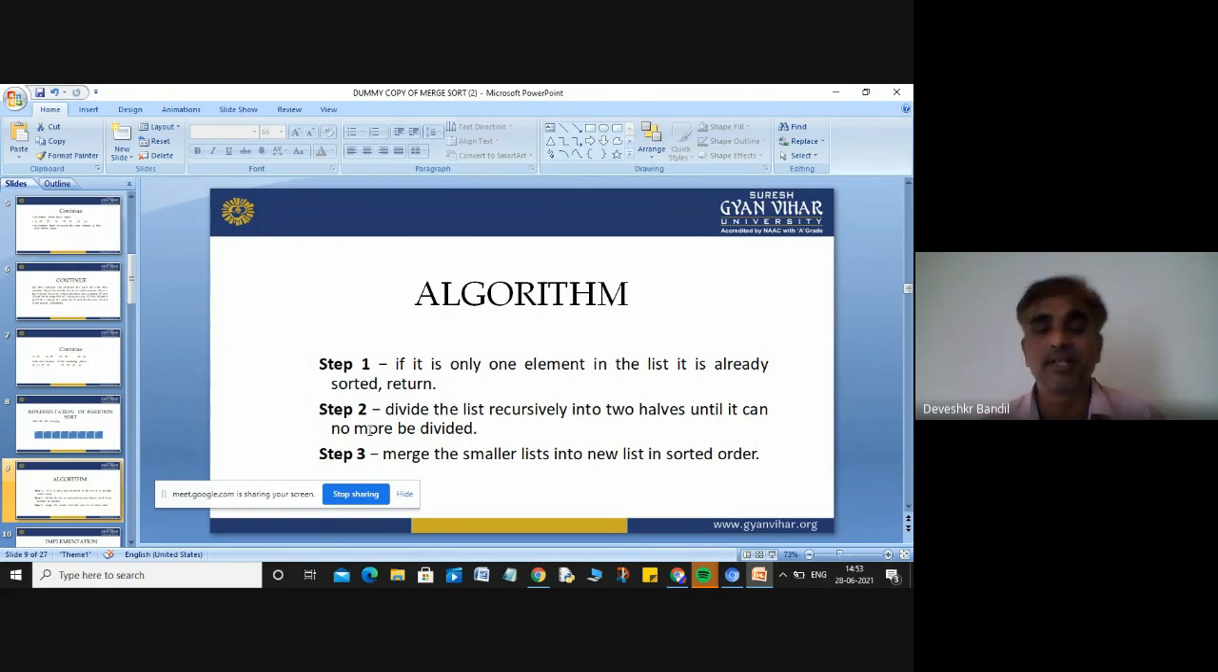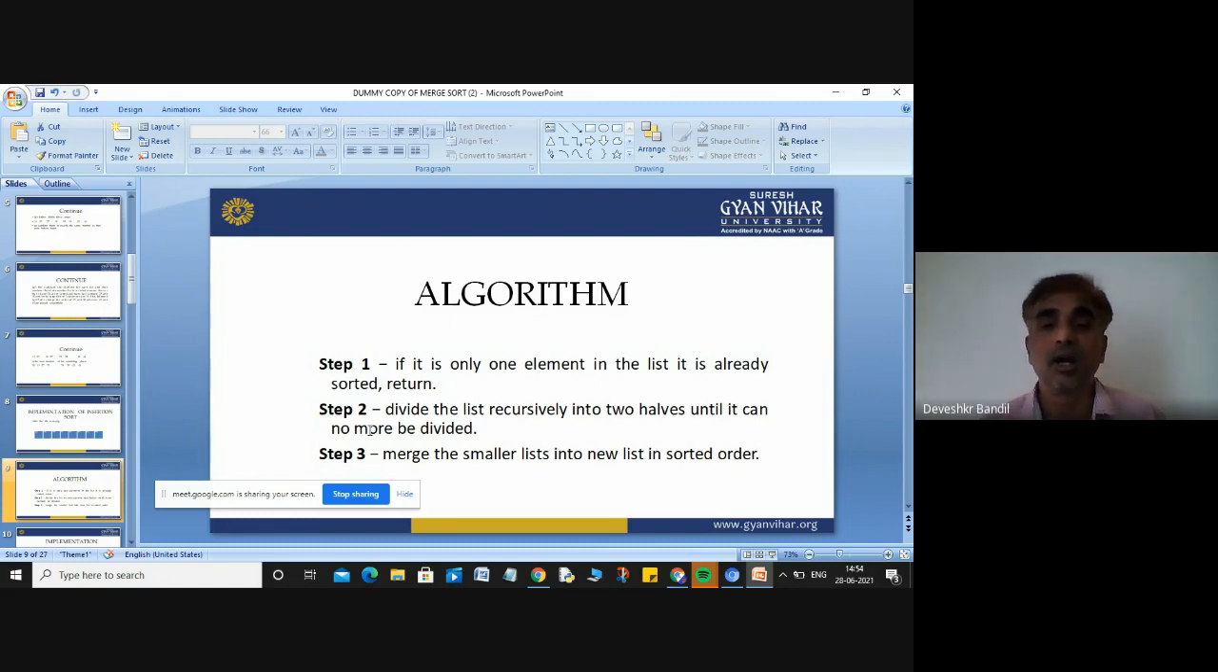And here I am discussing the algorithm of merge sort. In step one, if there is only one element in the list, it is already sorted, and you return. Obviously, if your list is already sorted, you will return. And in step 2, divide the list recursively into two halves. I had already told you at the start of this lecture that merge sort is based on the divide and conquer method. So first of all, you will divide the list recursively into two halves.